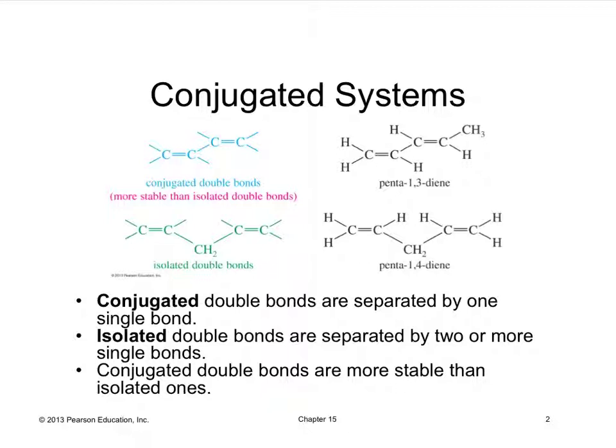Conjugated systems. Conjugated double bonds are separated essentially by a single bond, right? At least two double bonds separated by one single bond. This is an example of a conjugated double bond. This is in contrast to isolated double bonds that are separated by two or more single bonds. Here's one in which the double bonds are separated by two or more single bonds.